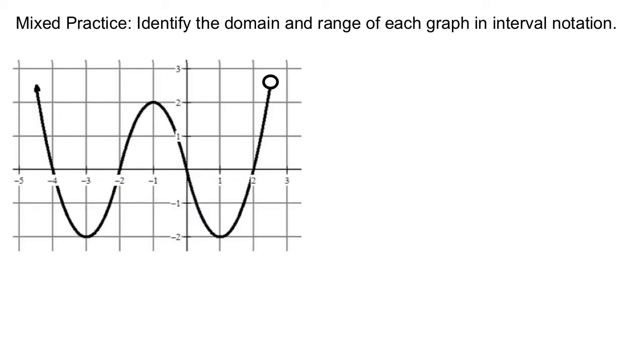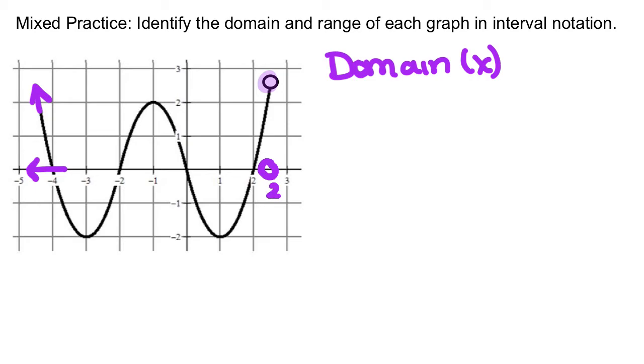Now for the next example, again, we're going to start by first identifying my domain, or the x values. So the furthest to the left it extends is shown by this arrow. So I'm going to assume it extends forever to the left. And then the furthest to the right it goes is shown by this open circle. I'm going to put an open circle right here, which is about at 2.5. So my domain extends forever to the left from 2.5.